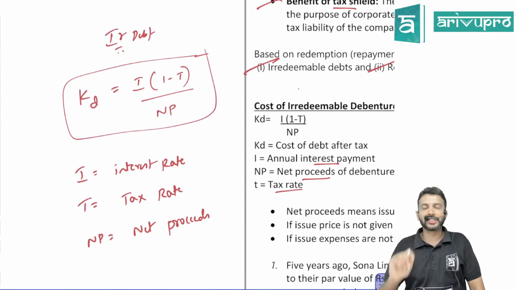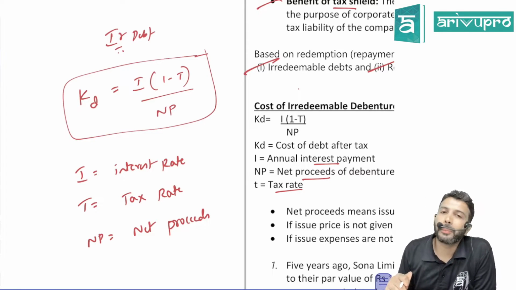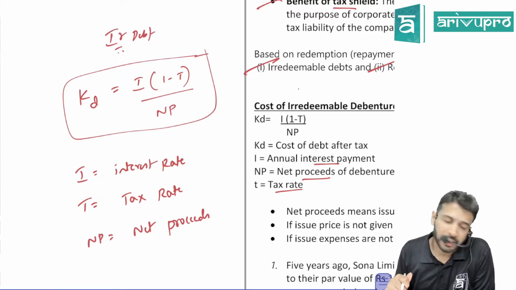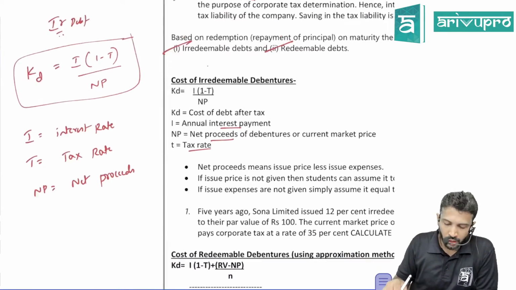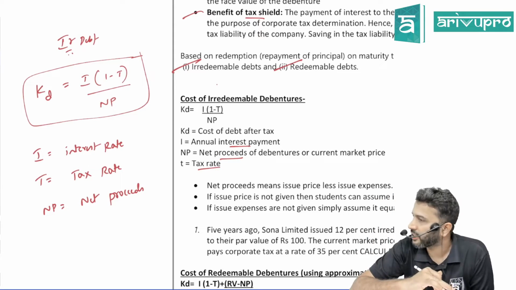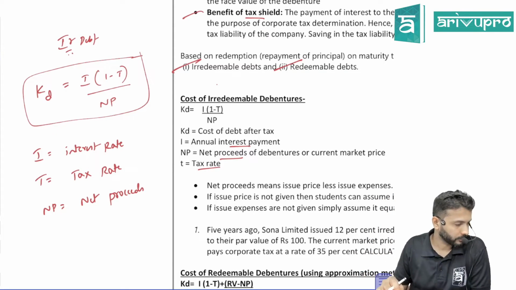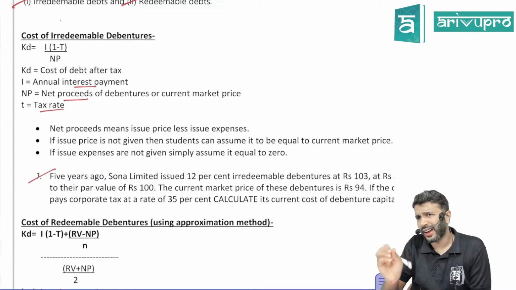Have you written this down now? Cost of debt, you have to remember it: interest into 1 minus tax rate divided by net proceeds. Can we calculate this in one of the questions, sir? Yes. I'll tell you, there'll be some adjustments in this also. We'll do that as and when we see the problem itself.